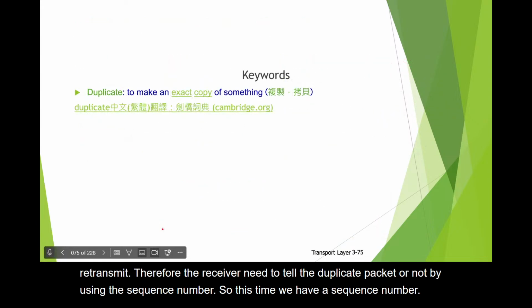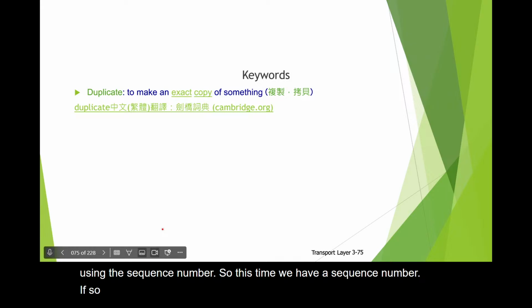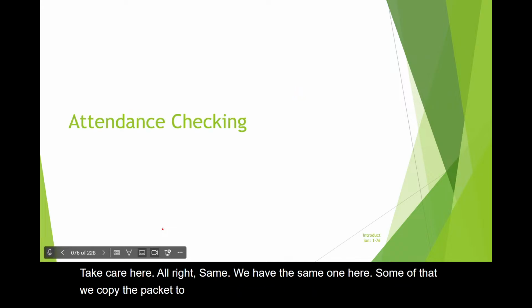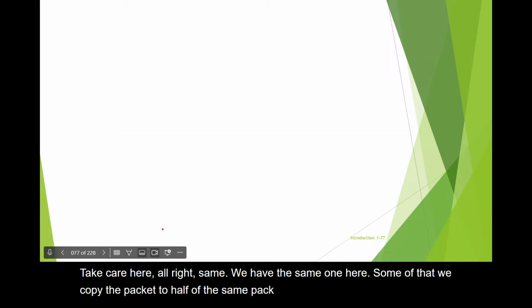Well, if so, everything's okay. Duplicate here. All right. Same. We have the same one here. Somehow we copy the packet to have the same packet. But before we go, let us have the attendance checking first.